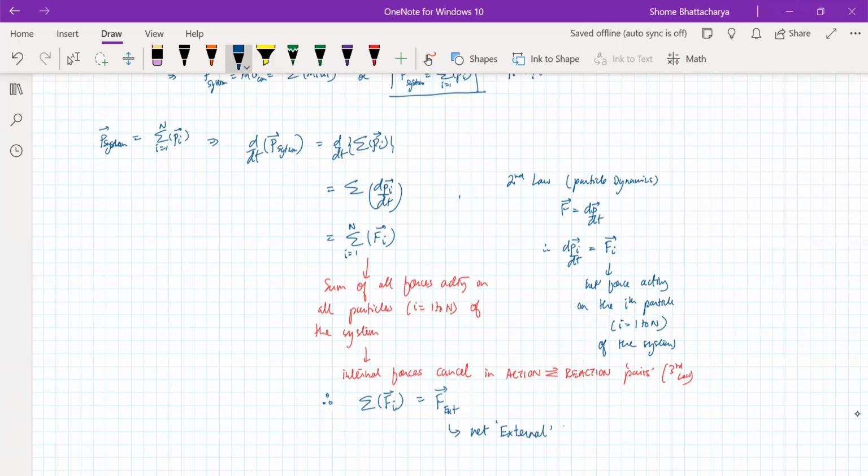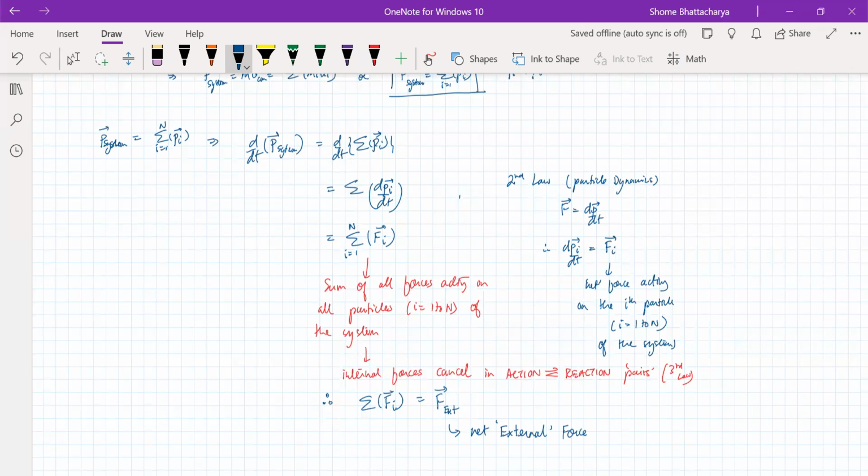So what we mean by external force is force applied by some external agent on the system. It's not a force which is acting internally within the system from one particle to another, but it is applied by some external agent outside the system on some part of the system or on the system. So that is the net external force.